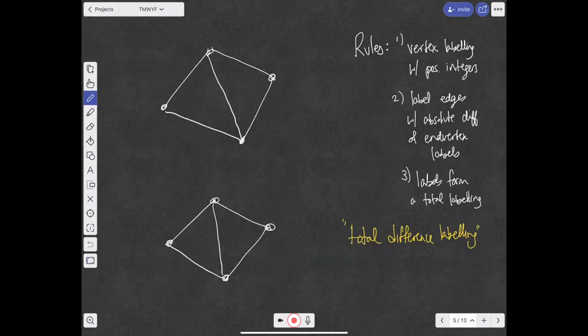Okay, so here are the rules for what we're calling total difference labelings. First, just like normal, we label the vertices with positive integers. And again, adjacent vertices have to get different numbers. We label, just like in graceful labelings, the edges with the absolute difference of the end vertices. But unlike in graceful, where the edge labels were specified to be 1, 2, 3, 4 up through m, our only goal is that the vertex labels combined with these absolute difference edge labels form a total labeling of the graph in the sense that we just talked about.